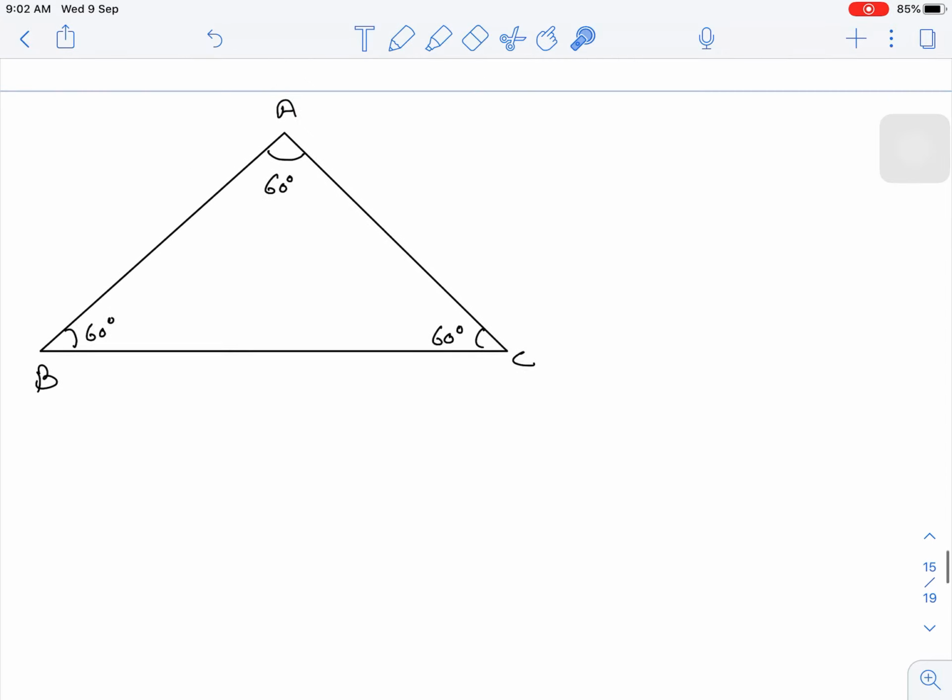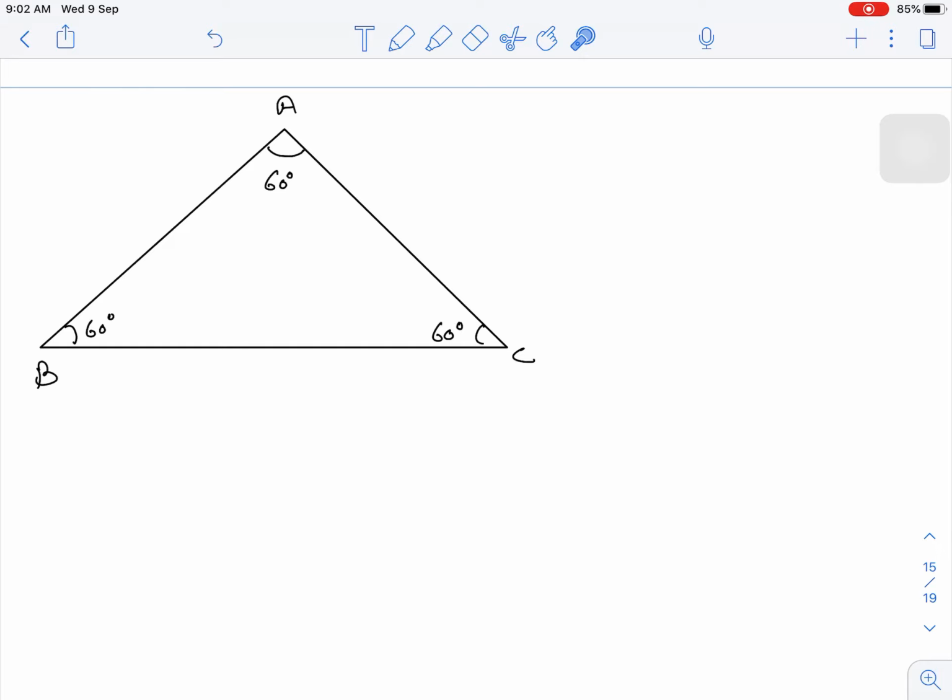Now let us consider an equilateral triangle, triangle ABC. Since it is an equilateral triangle, each angle of this triangle will be 60 degree. Let us do one thing. We will draw one perpendicular for this triangle from point A. Let this point be D. Since this AD is perpendicular, this angle will be 90 degree.